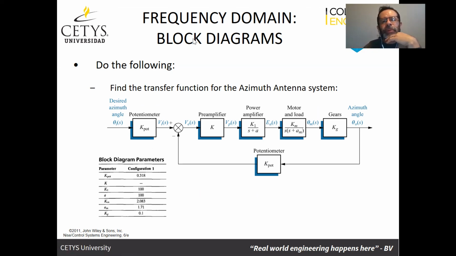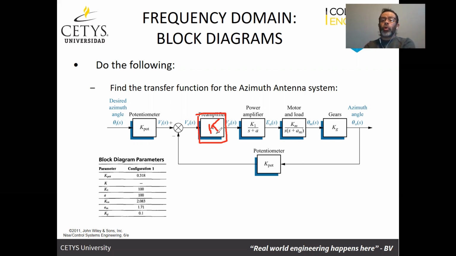If you notice, there's a box here in the antenna system that says preamplifier, and we have a K. This is actually the controller for our system. Right now, the controller for our antenna system is a proportional control because it just has a K.